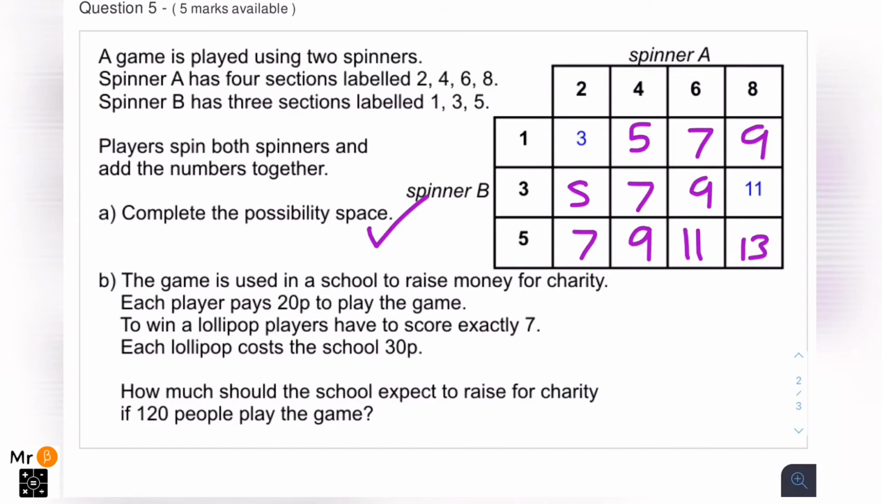Well, first of all, we need to work out how much money was raised. So 120 people have each paid this 20p each, which is 2,400 pennies or £24.